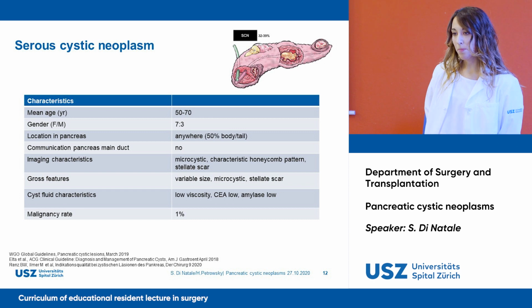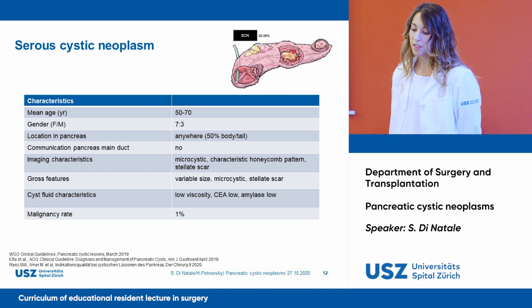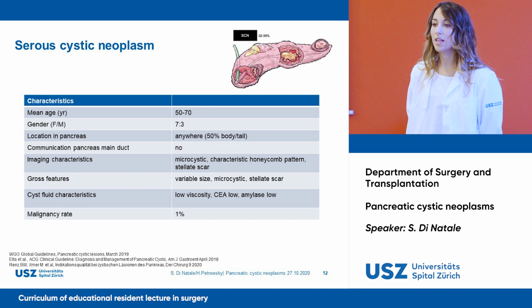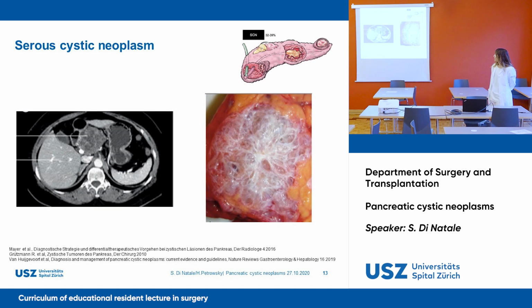On imaging, they appear as microcystic lesions with a characteristic honeycomb pattern and a stellate scar. The cyst fluid analysis shows a low viscosity as well as a low CEA and amylase level. The malignancy rate was found to be very low, under 1%. So here you can see the typical microcystic lesion with the honeycomb pattern and the stellate scar.